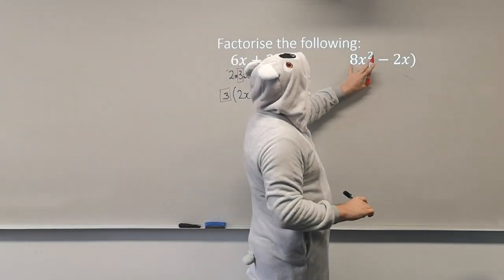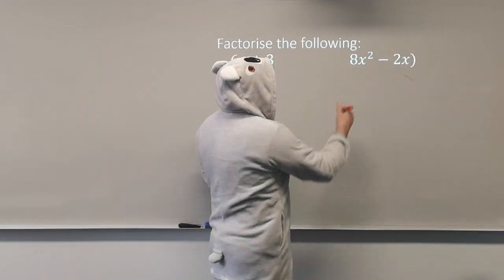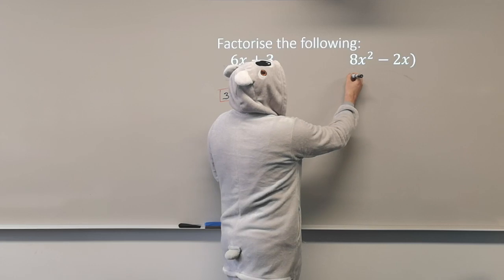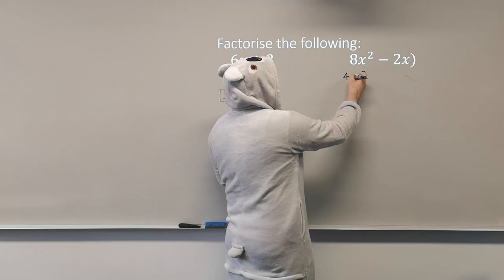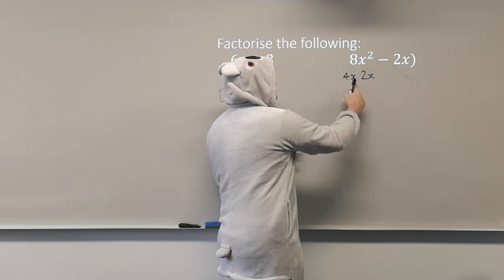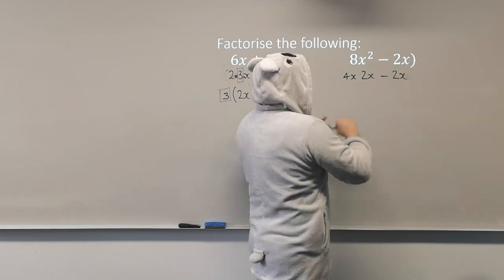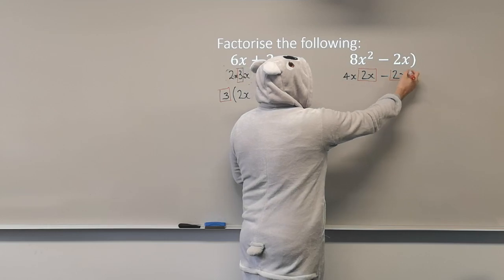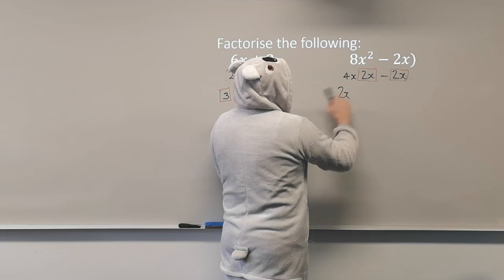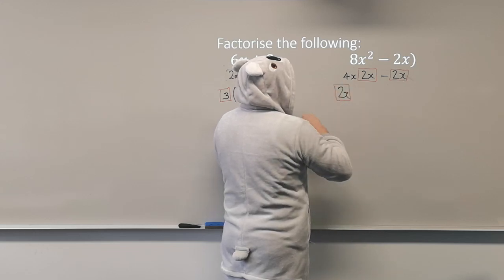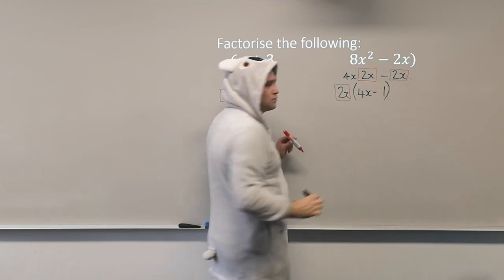In our second example, we've got 8x squared minus 2x. So in our 8x squared, we actually have our 8 can be divided into 4 times 2. Our x squared could be split into 2 lots of x, minus 2x. So now our 2x is our common factor. We could bring that out the front. And what's left is 4x minus 1.